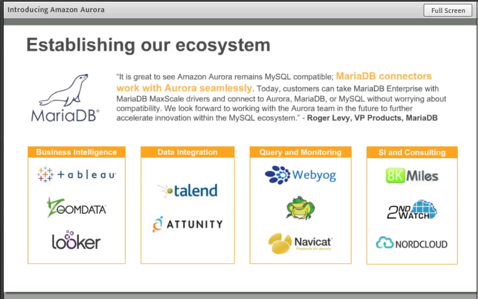We have a number of partners listed here, and there are more offline, who have certified their tools that are designed to work with databases like MySQL or MariaDB, and they've certified that they work with Aurora. And certainly if you have a tool that's working well with MySQL 5.6 and higher, and for any reason doesn't work with Aurora, we certainly want to hear about it. Please come to our forums and let us know, and we'll fix that immediately.